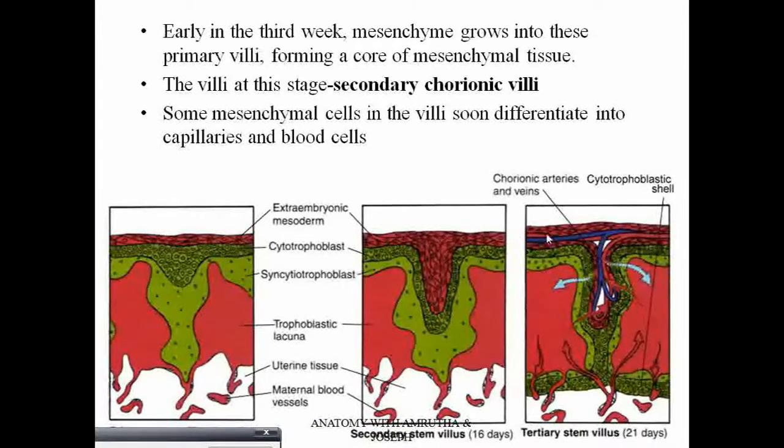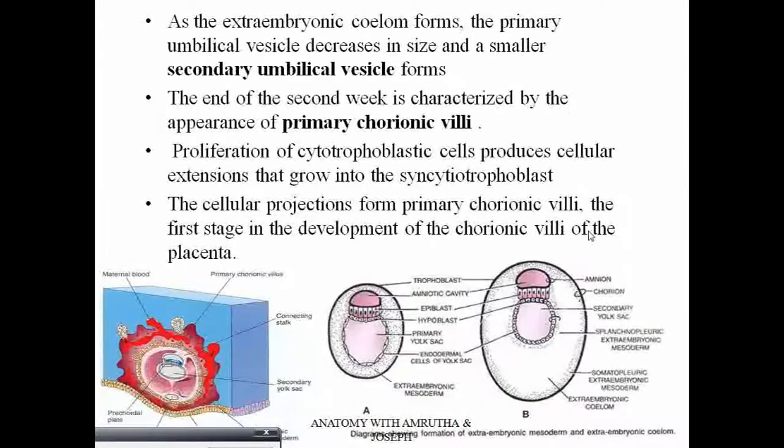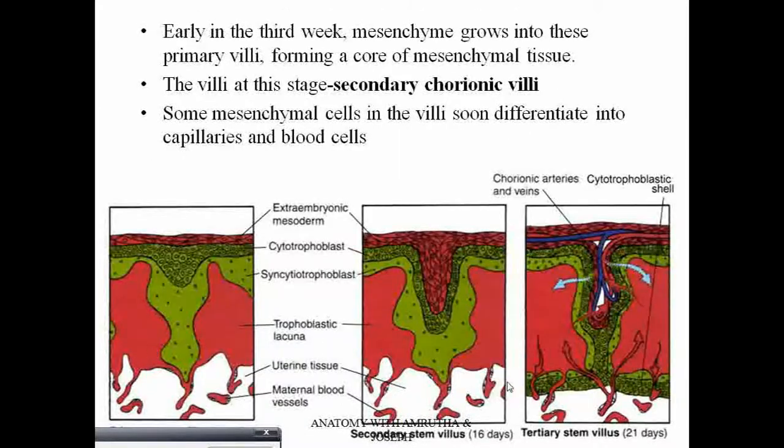The next stage, the blood vessels are going to differentiate into capillaries, and blood cells are also going to form. So this is on the fetal side, isn't it? Yes, this is the fetal side because we are talking about this area: cytotrophoblast, syncytiotrophoblast, and extra embryonic mesoderm. So on the fetal side, the blood vessels are forming, and these blood vessels will occupy the mesenchyme, right? And at this stage it is called tertiary chorionic villi. So we are seeing stages.